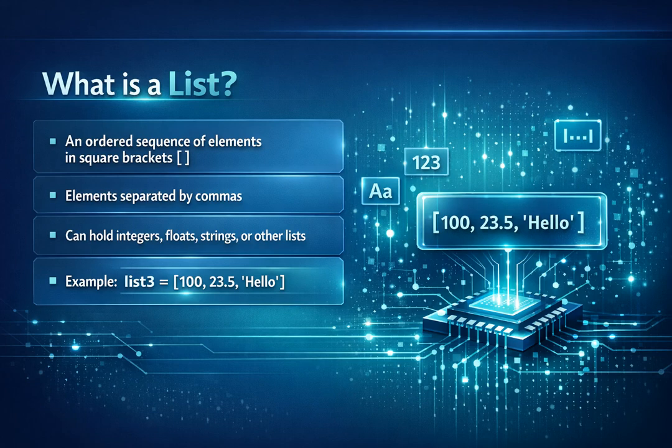What makes lists special is their flexibility. A single list can hold integers, floats, strings, and even other lists all at the same time. Like strings, list elements are accessed using indices starting from 0.